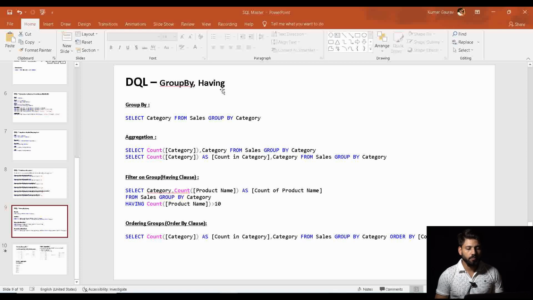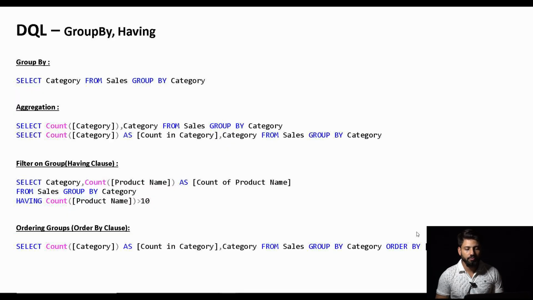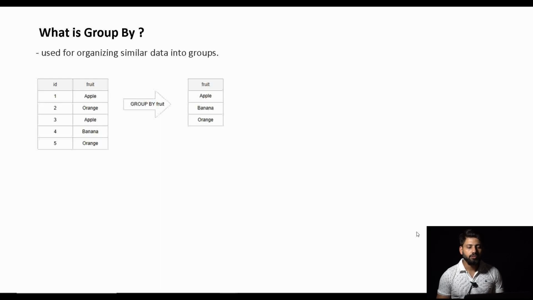Before moving ahead with GroupBy and Having, I will first explain what GroupBy is, so that you have all confusions cleared in your mind. So first, what is GroupBy? It is used for organizing similar data into groups. Whenever you have a data set in your data table, there are definitely multiple types of data, or similar data existing there. To organize those similar data into groups is what is called GroupBy.